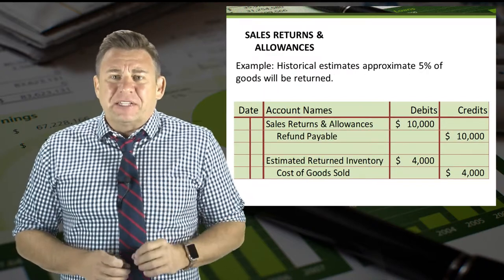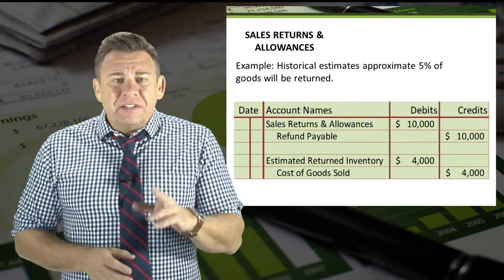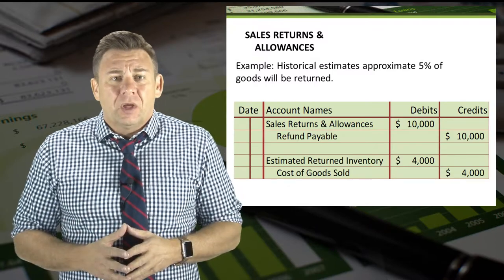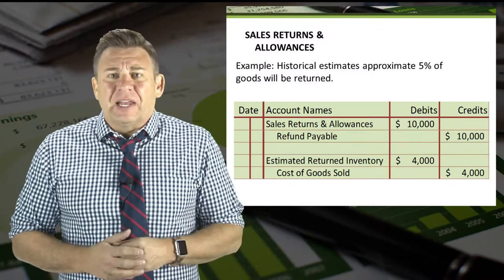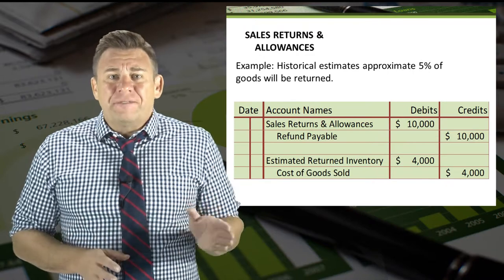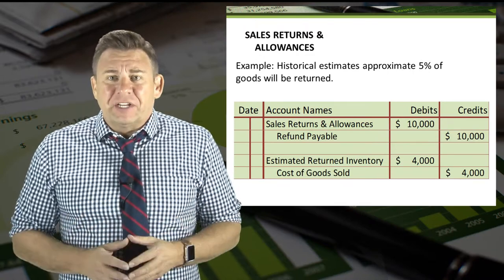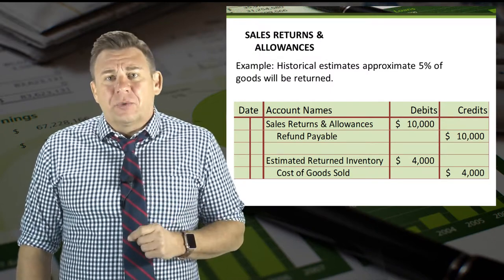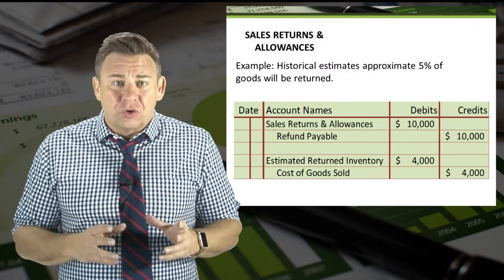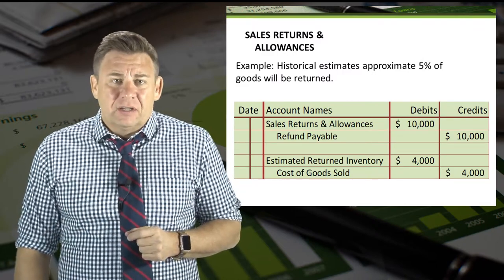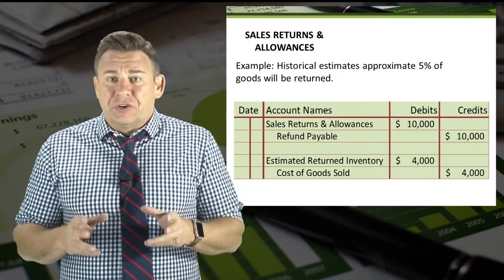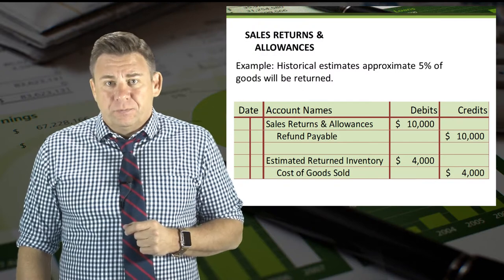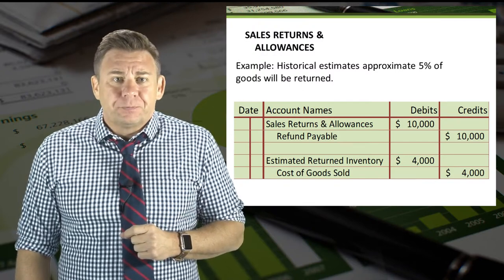However, most companies experience returns. In this example, let's assume that approximately 5% of sales will be returned. We debit sales returns and allowances and credit refund payable for 5% of revenue, which in this case is $10,000. We also need to record the estimate of returned inventory at 5% of cost. So we debit estimated returned inventory and credit cost of goods sold for $4,000, the estimated return of goods.